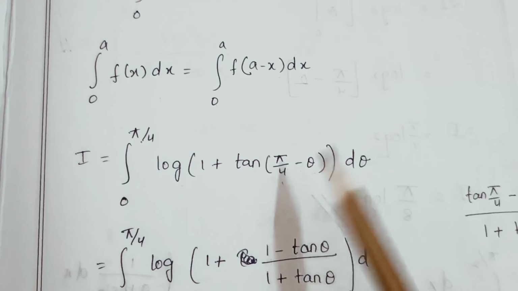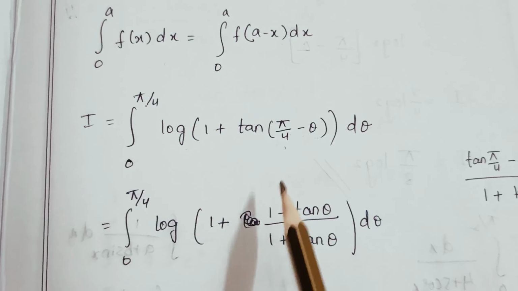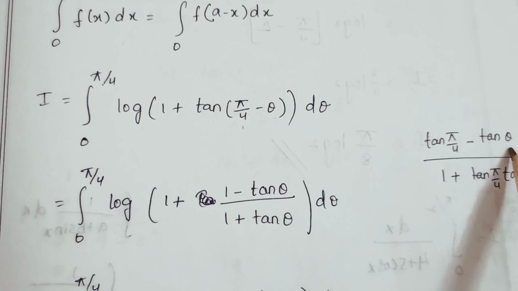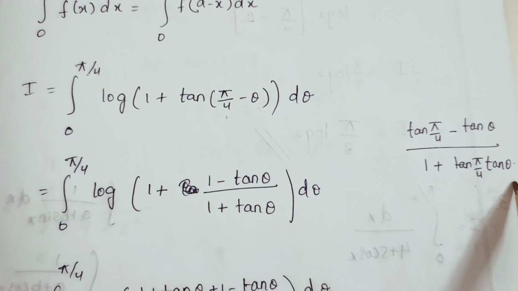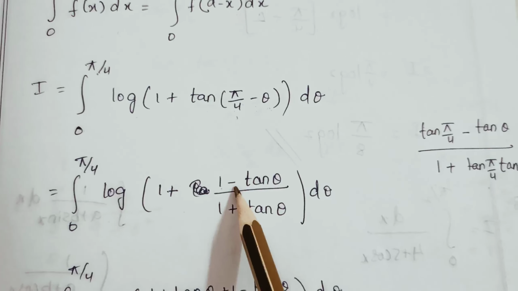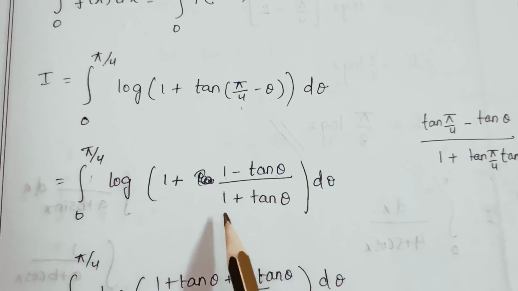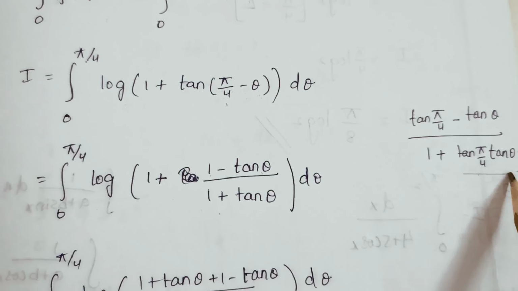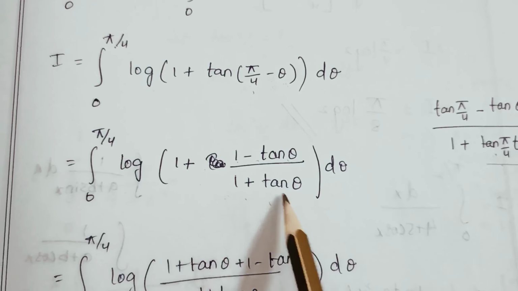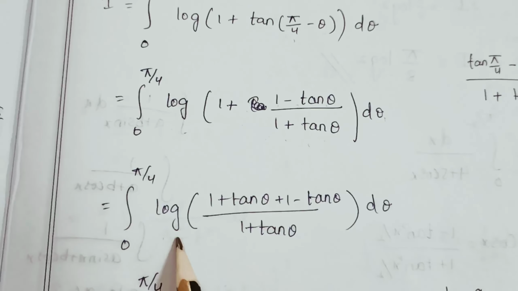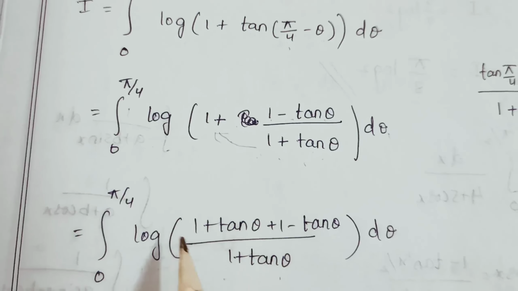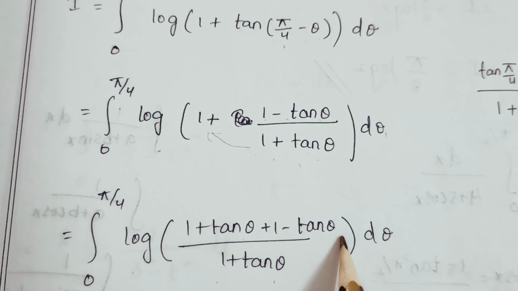So pi by 4 minus theta, log 1 plus tan of (pi by 4 minus theta). This is in the form of tan of (a minus b), which is nothing but tan a minus tan b upon 1 plus tan a tan b. Tan pi by 4 is 1, so we get 1 minus tan theta upon 1 plus tan a into tan b, and tan pi by 4 is 1, so 1 minus tan theta upon 1 plus tan theta d theta. Now take LCM. The LCM will be 1 plus tan theta, so we get 1 plus tan theta plus 1 minus tan theta.